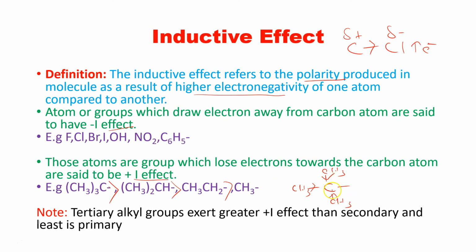This arrow shows that it exerts a higher effect. Now if it is a secondary carbon, instead of this, here it is hydrogen and there it is CH3. So there are two CH3 groups in this structure, and they will exert the effect on the carbon and donate the electron towards the carbon. But the structure with three methyl groups exerts more effect compared to that. After that, the primary one will exert less effect.